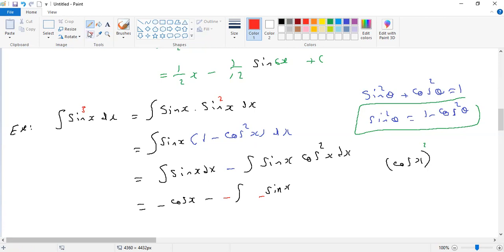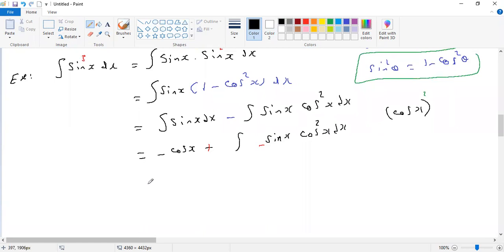So this one I can write here, plus. It's the same now: positive, negative will be negative. Then cosine squared x dx, and the derivative of cosine is minus sine. So now what is the integral of u to power n? It is u to power n plus 1, over n plus 1.